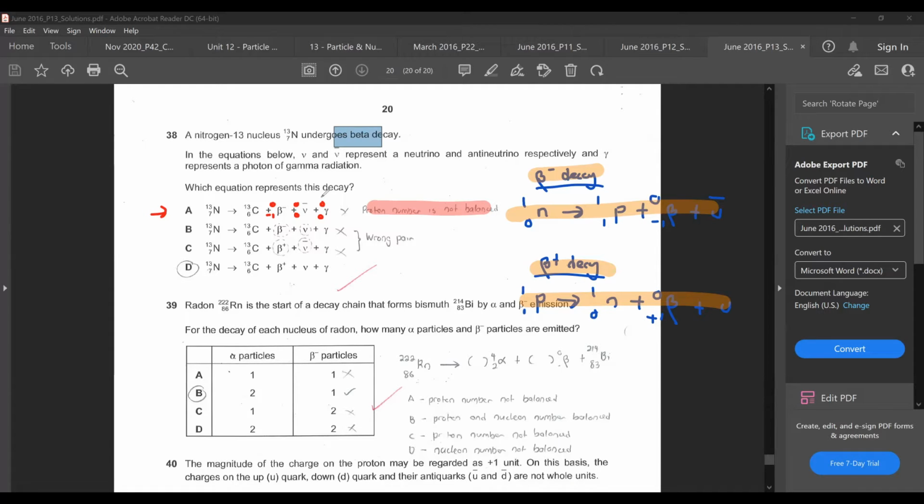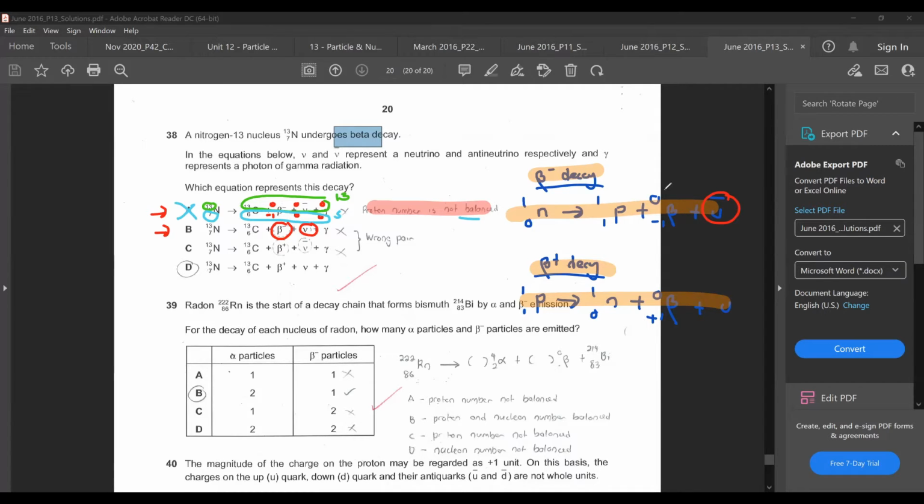This one you can see is all 13, which is what you have here. But when you look at the proton number, this one is 6 minus 1, giving you 5. This one is supposed to be 7. Your proton number is not balanced here. So A is out. Then you look at B and C. The thing that is wrong with B is that this one is beta minus, this one is neutrino. You're supposed to have an anti-neutrino.